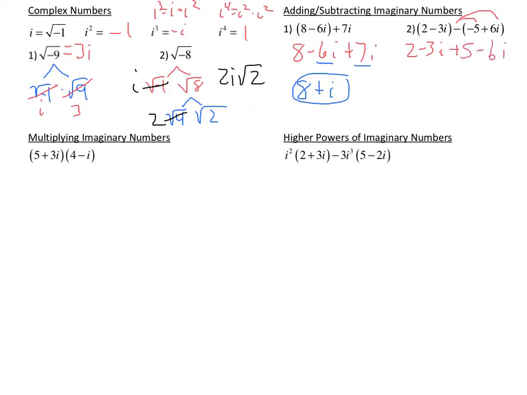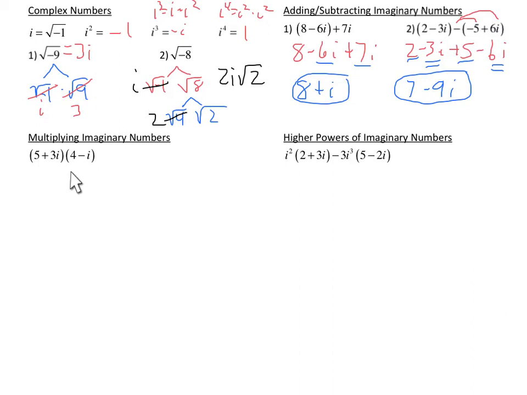And then can you combine like terms? So we're going to combine the 2 and the 5. Doesn't that become a 7? And the negative 3 and the negative 6 becomes what? Do you see how we took 2 imaginaries, subtracted them, and got a new imaginary?